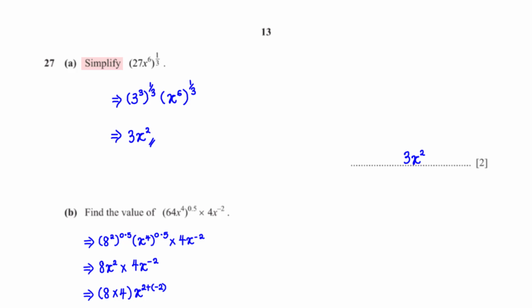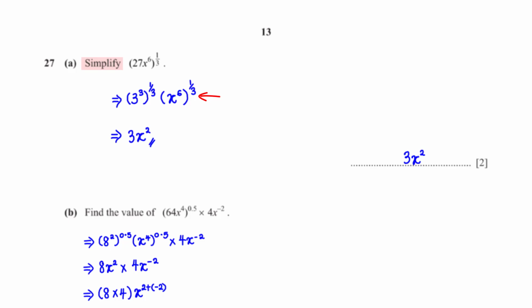Simplify (27x^6) raised to the power 1 over 3. By applying the laws of indices, we can rewrite this as 27 raised to the power 1 over 3. 27 is the same as 3 raised to the power 3, times (x^6) raised to the power 1 over 3.